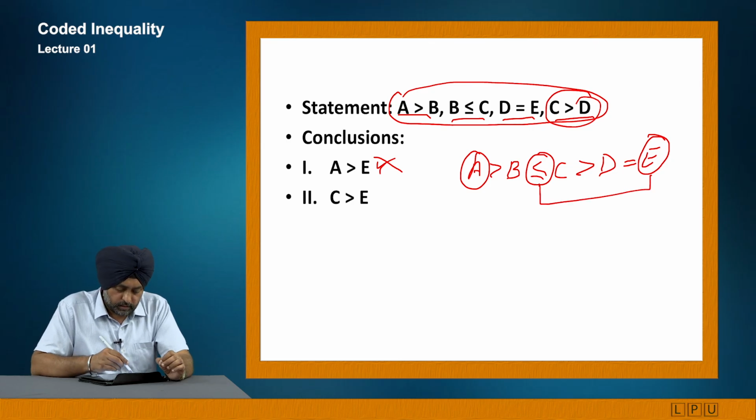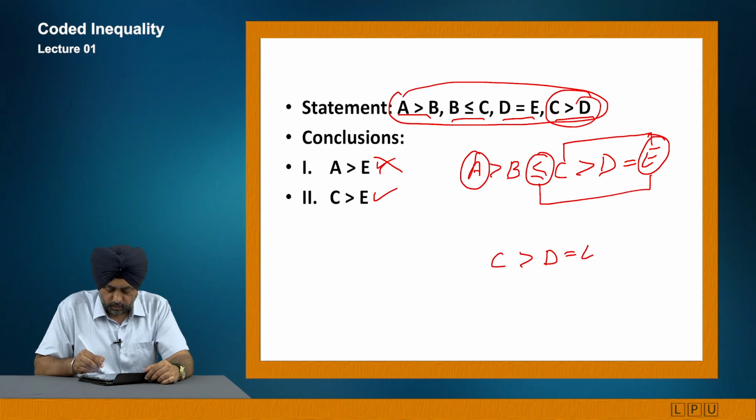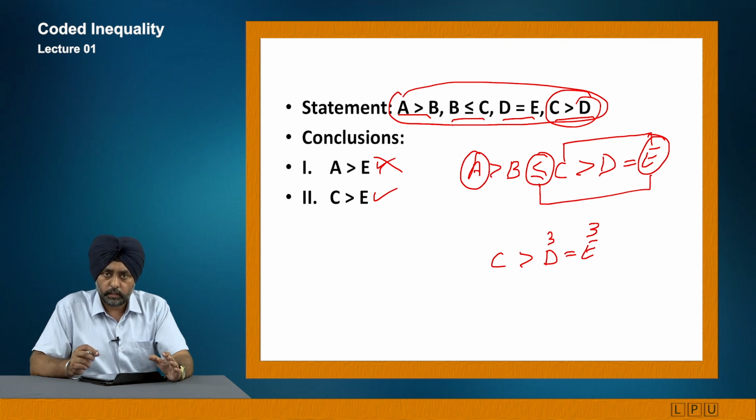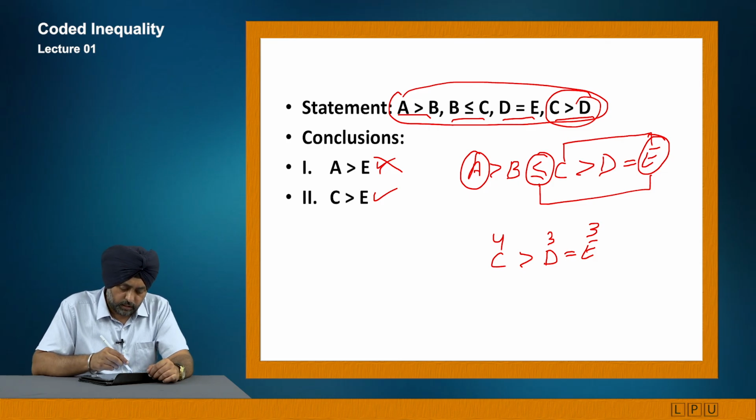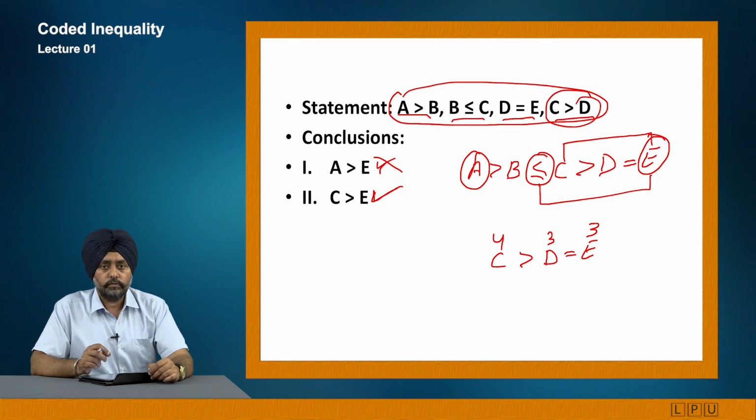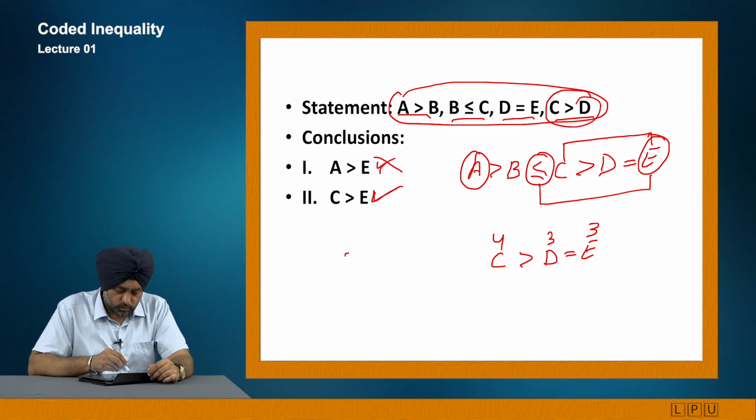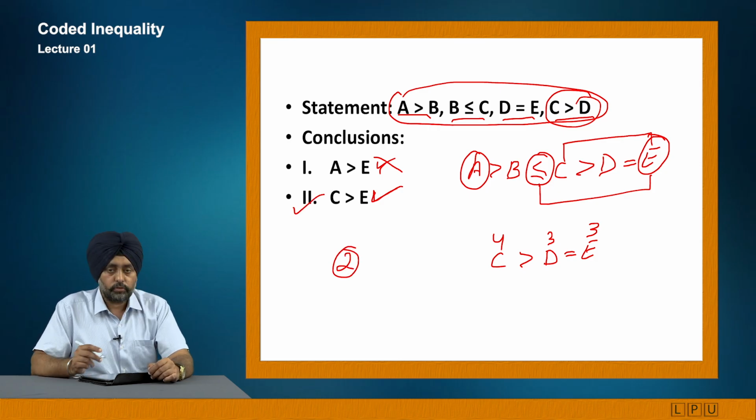Now let us see between C and E. What is the relation? C is greater than D, D is equal to E. Now if D is equal to E, if we suppose that E is 3, then D will also be 3 because both are equal, and if D is 3, then C will be 4. So if E is equal to D and C is greater than D, then C will definitely be greater than E also. So our answer will be 2, that the second conclusion follows.